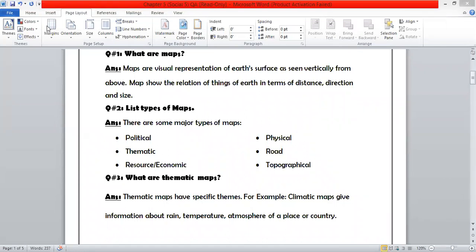For example, the climatic maps give you an idea about the rainfall, temperature, or the atmosphere in a specific area, place, city, or country. So these maps are designed for a specific feature or a specific theme. Everybody should write this in the notebook.